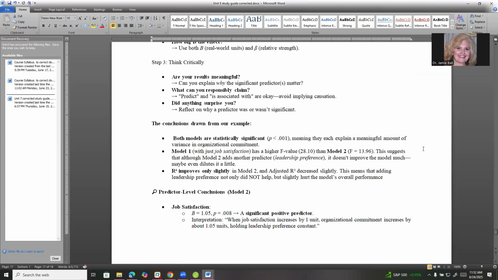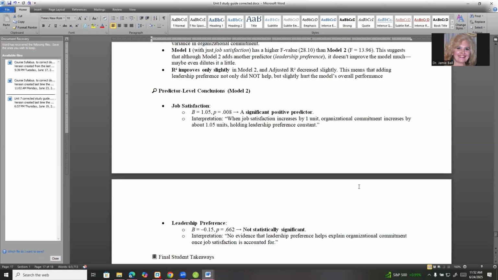Now, both models were statistically significant in the ANOVA, right? But remember, my F value went down for model 2. So that means leadership didn't improve the model. So the multiple linear regression was a good fit for the data, but adding leadership did not improve the outcome. So R squared improved only slightly in model 2, and it decreased when we used adjusted R squared. So leadership didn't help.